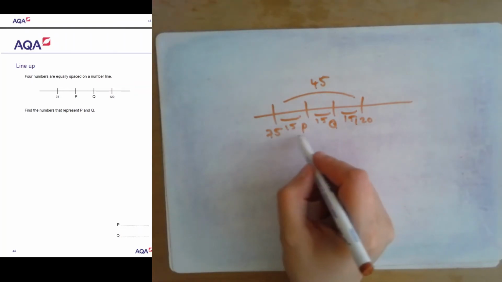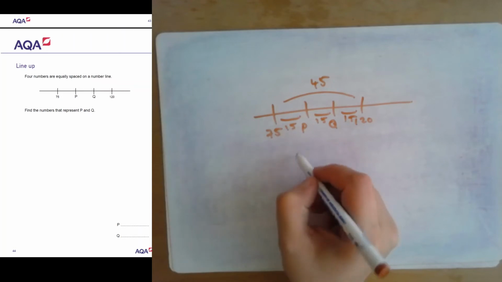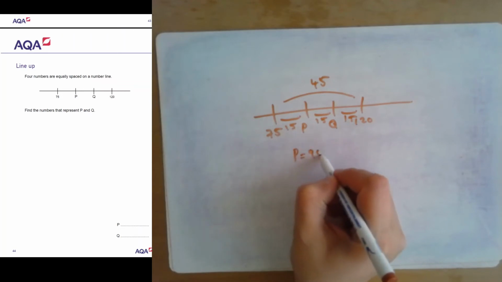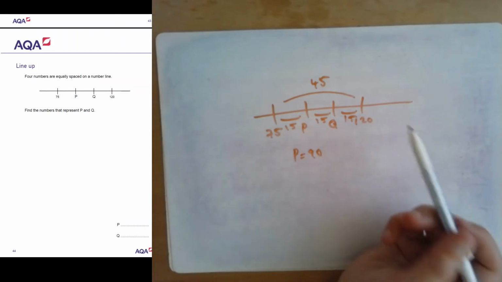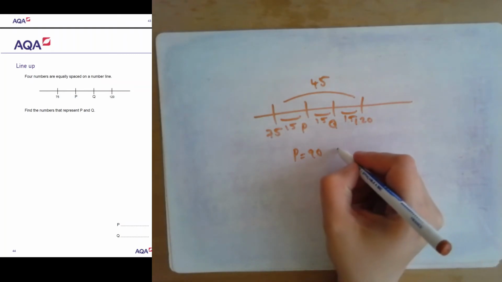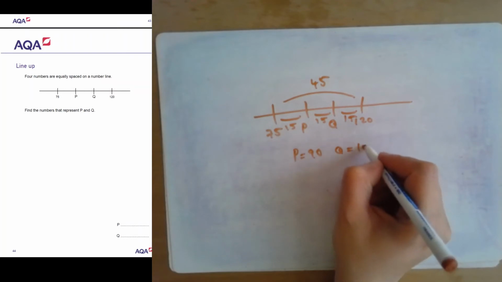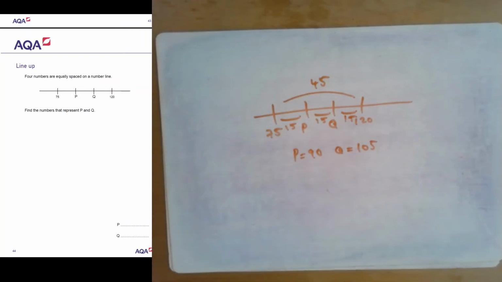So P would just be 75 plus 15. So P is equal to 90. And then Q, you could say 90 plus 15, or you could say 120, take away 15. It's entirely up to you. But Q will then be 105.